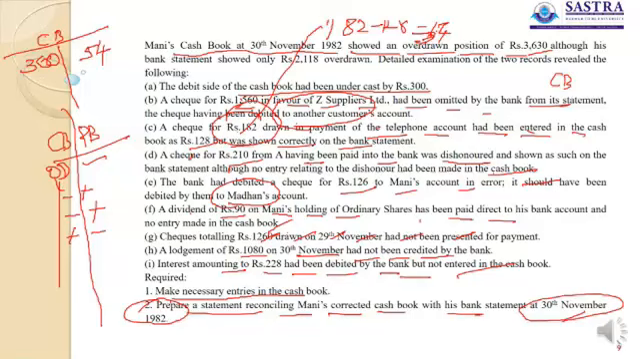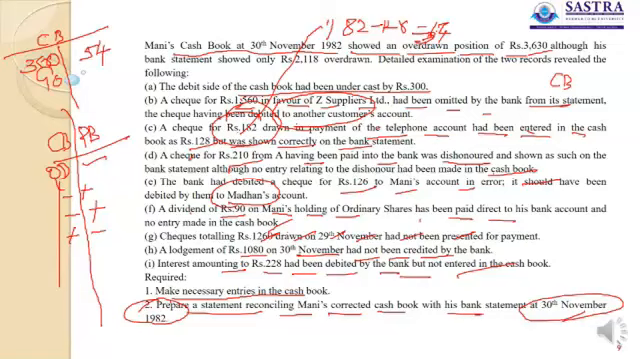Then a dividend of 90 rupees on money's holding of ordinary shares has been paid direct to his bank account and no entry made in the cash book. So 90 rupees dividend received, no entry in the cash book. Go and make out the entry for 90 rupees in the cash book.